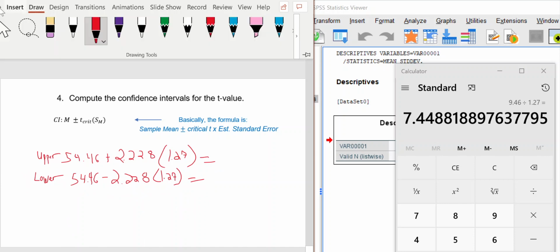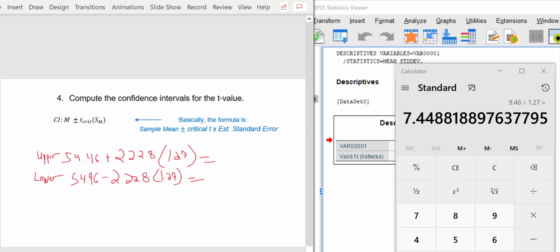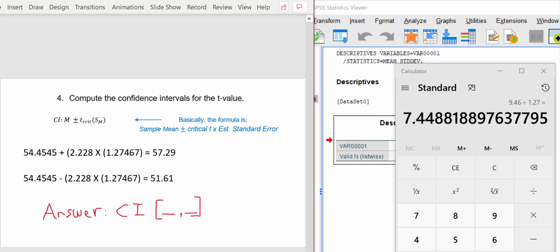It's good to write it down as well, but I have it in a PPT slide. You would write it this way: a big C and a big I, and in these brackets, here's the lower limit and here's the upper limit, with a comma that separates the two.